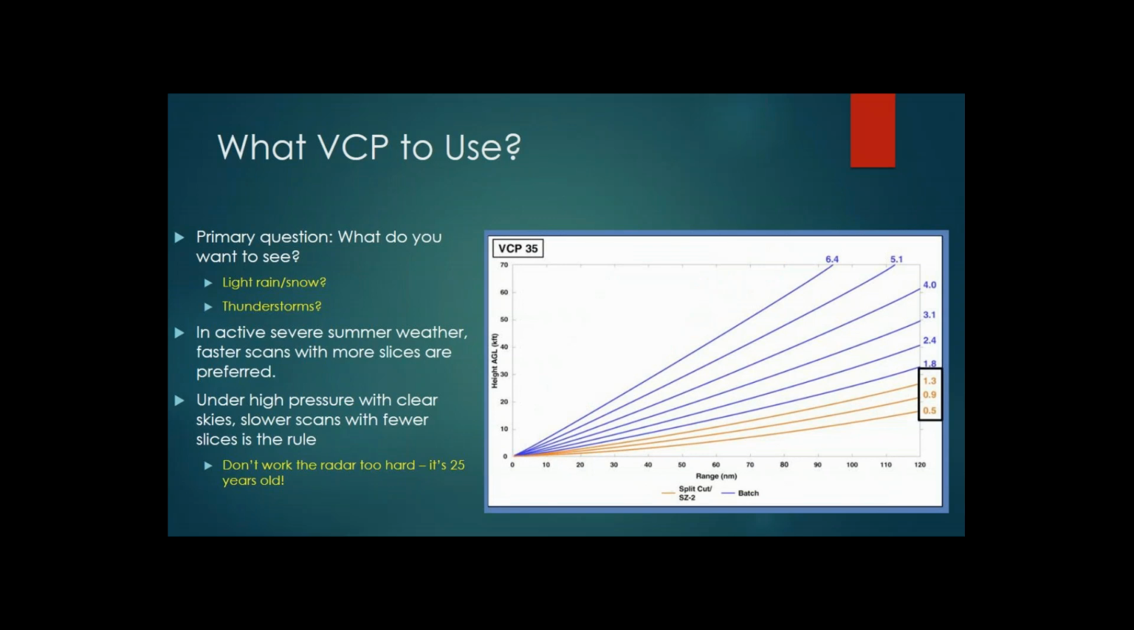And so here's an example of a slice VCP35 right here. You can see that doesn't have as many slices as the one I showed you before. Looks like we only have 9 slices. So that's a slower scan. Use it in a clear air type of high pressure situation.